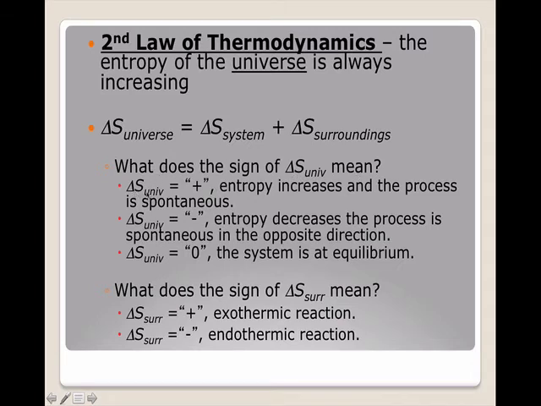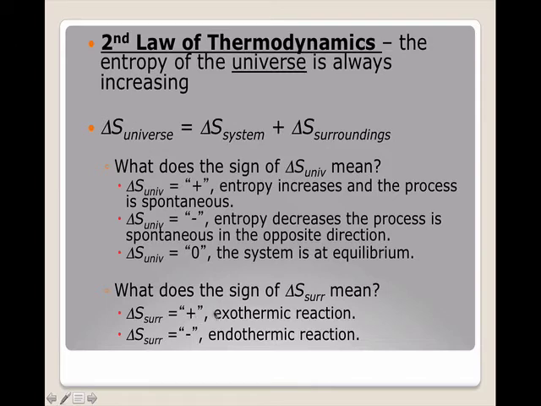If the delta S of the universe is positive, that tells us that entropy is increasing and the process is spontaneous. If our delta S of the universe is negative, then the entropy is decreasing and the process is spontaneous in the opposite direction. That just means it's not spontaneous. And if delta S of the universe is 0, it tells us that the system is at equilibrium. So that was for delta S of the universe.